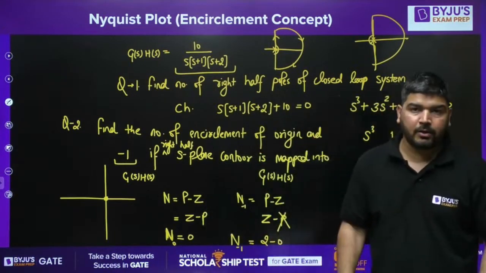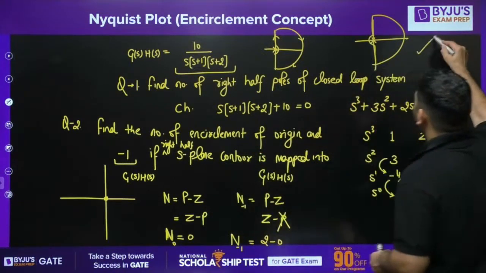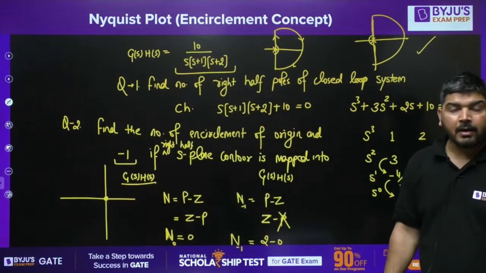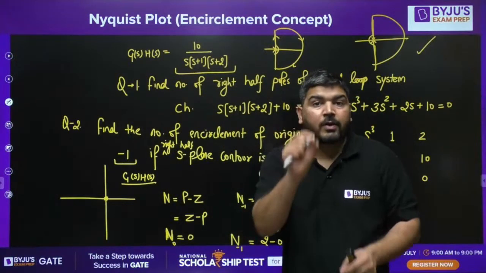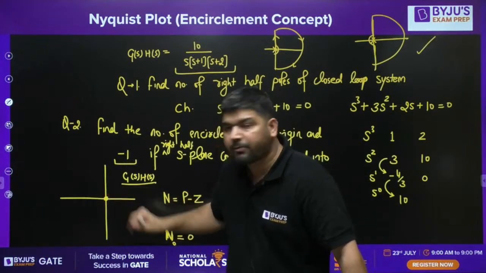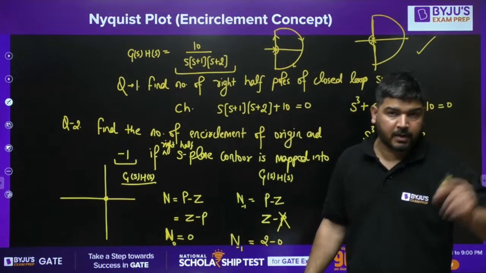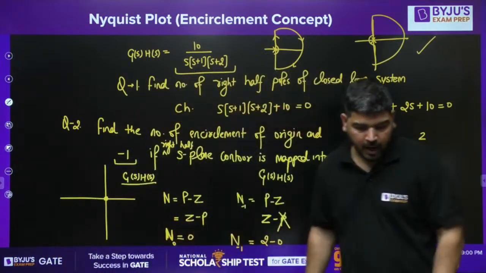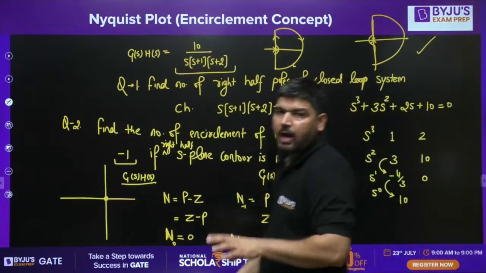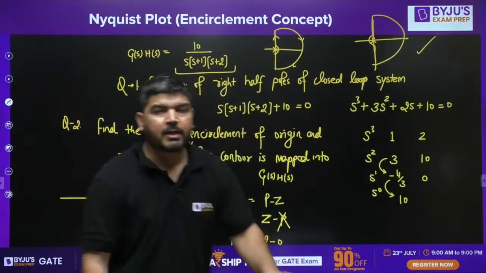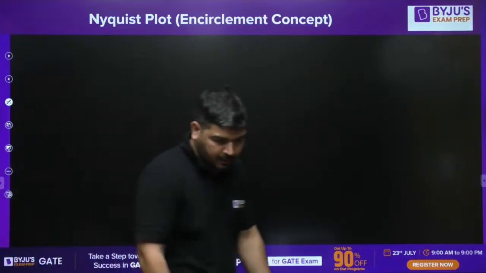So you have to be very careful. You have to check the S-plane contour, in which function you are mapping, and which point you are looking at. Are you looking for encirclement of the origin or encirclement of -1? That point should be clear to you. I hope you understood how to apply this concept without doing mapping. Now there is one more trick.